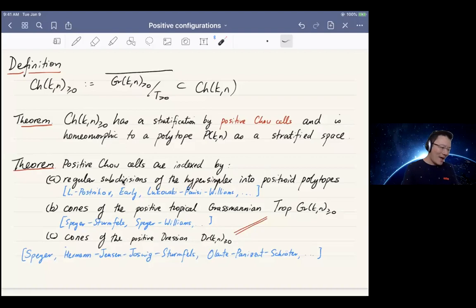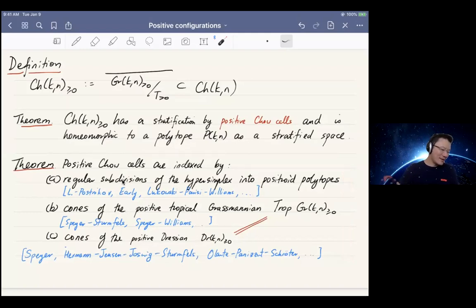Anyway, the two theorems are: this space is homeomorphic to a polytope, and it has a stratification such that its faces are in bijection with the faces of the polytope, homeomorphic as a stratified space. The second theorem is that there are a number of different ways to index these positive Chow cells. The faces of this polytope are called positive Chow cells, and here is the jargon for three ways to label them.